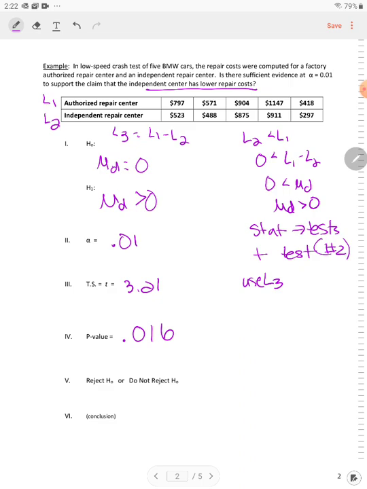Again, using p and alpha, and we compare those. 0.016 to 0.01 is greater, so this is a do not reject. There is not sufficient evidence to conclude or to support.